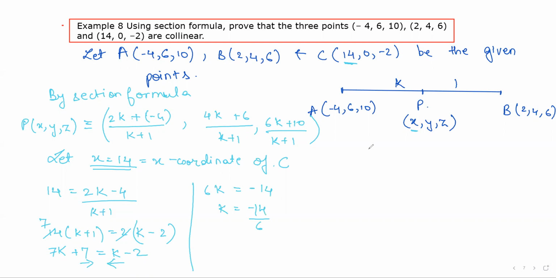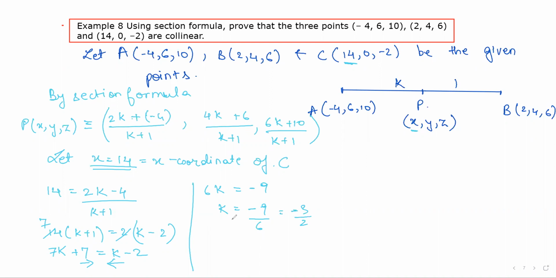Hold on, give me a second. Yeah, so we have 7k plus 1, this will be 9. Okay, so 7k plus 7 is equal to k minus 2. 7 goes over here, you have minus 9. And 7k over here, you have 6. So k is equal to minus 9 by 6, which is equal to minus 3 by 2.